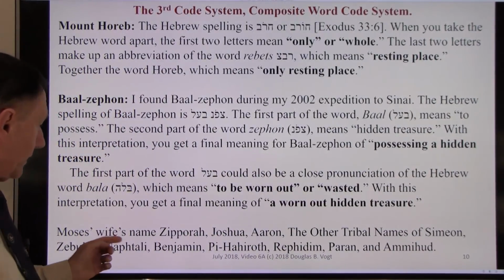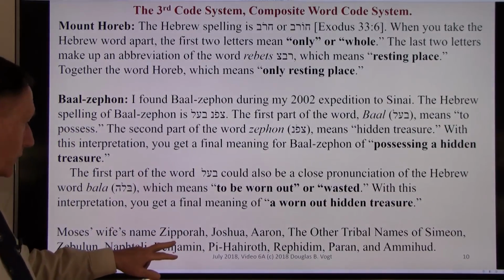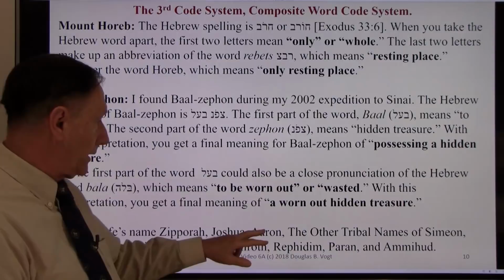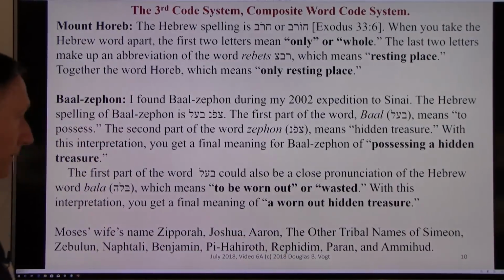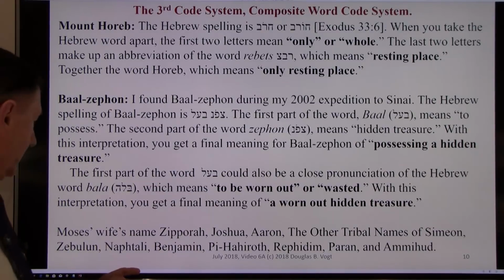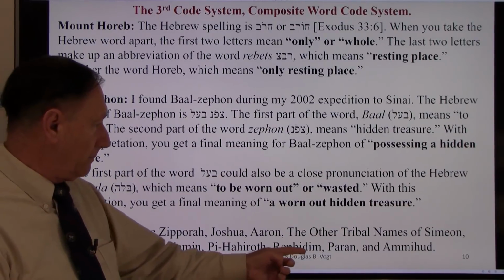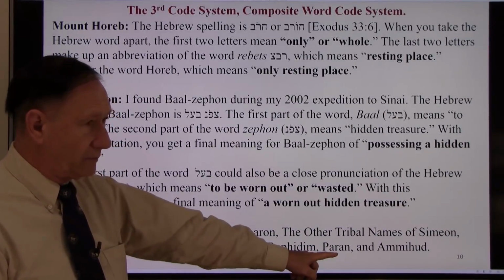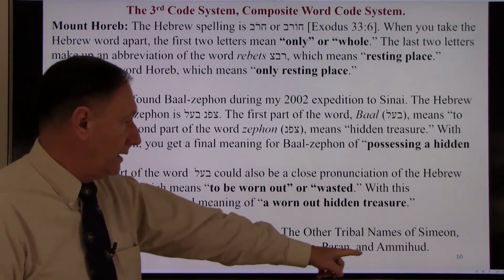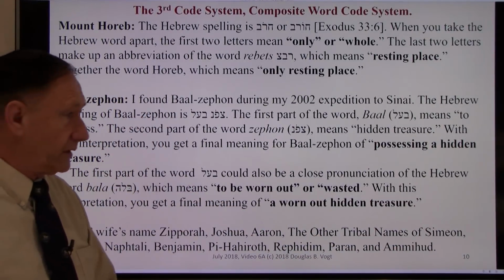Anyway, the other names that are encoded like this: Zipporah, Moses' wife, the name Joshua, Aaron, some of the tribal names of Simon, Naphtali, Benjamin, Zebulun, Pi-Haroth, Raphidim, Paran, another name for Mount Sinai, the area south of it, and Ammihud, which I'm going to go into in a second, and also in the second video.